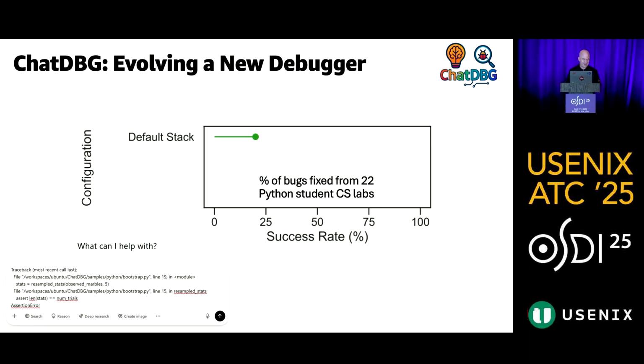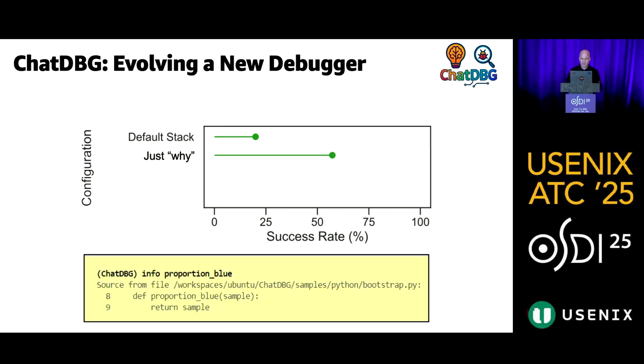All right? OK, so how does it work? It works out pretty well in practice. We compared this to running just ChatGPT: I've got an error, let's see if ChatGPT can figure it out. The success rate of this is pretty low. It actually solves some problems, but it's under 25%. Adding the enriched stack and then just saying "why" already bumps up the success rate to over 60%. All right? And here's an example command being executed: info proportion blue.